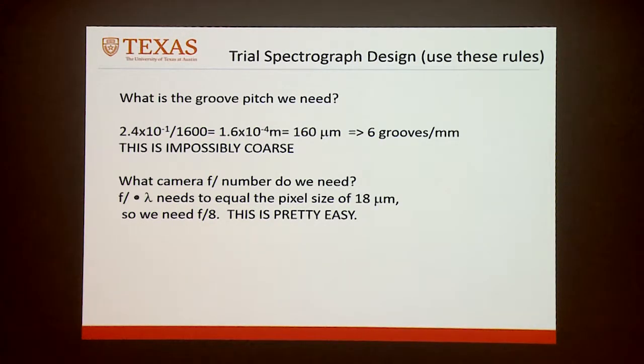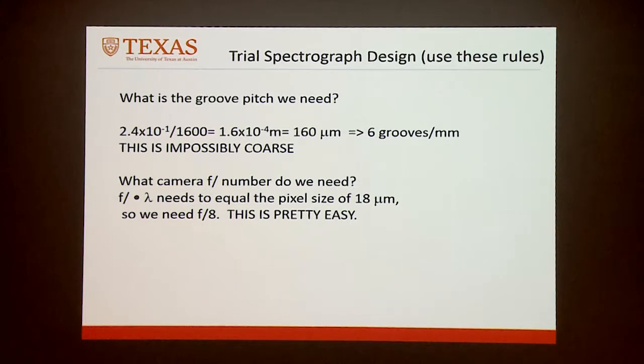But we're only allowed to have 1,600 grooves. If we have more grooves, then the orders are too long, and they stretch off the edges of our detector. So 1,600 grooves divided into this 24 centimeters means that each groove is 160 microns. So that's a groove density of 6 grooves per millimeter. So Andy, can I go to the store and buy a 6 groove per millimeter grating? He's nodding his head no. There's no way, we can't even get close to making something this coarse.